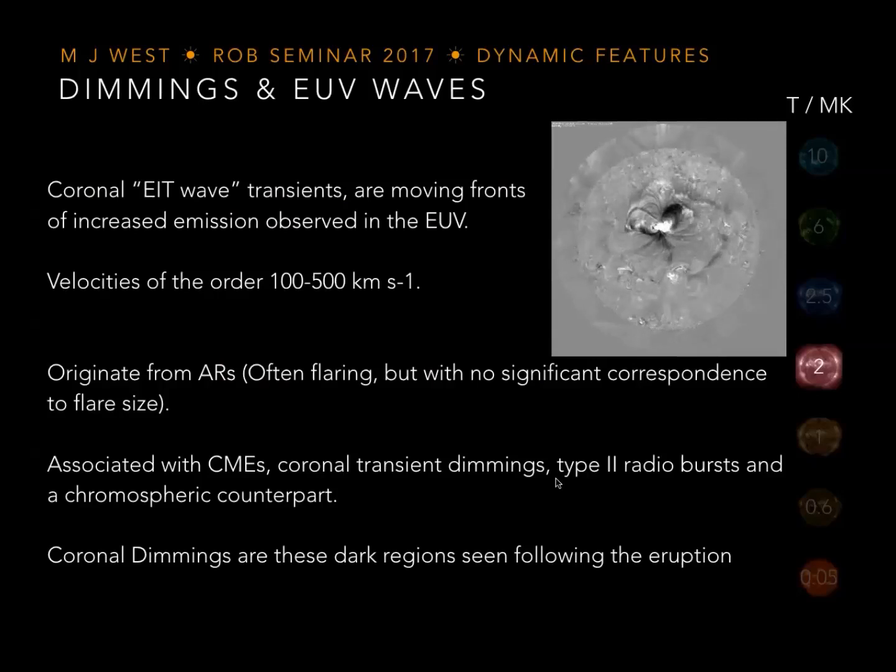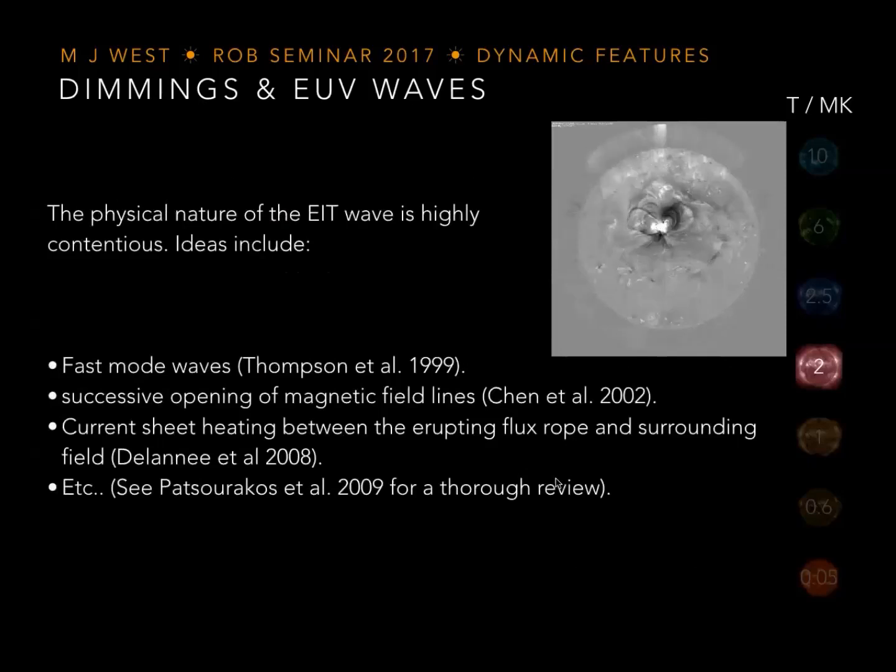Often when we do see the dimmings, these dark regions in the middle, we see an associated CME, which leads some people to think that some of the mass that we see in CMEs may be coming from these dimming regions, although this is a contentious area of research at the moment. What else can we say about these things? Again, the physical nature of the EIT waves, or EUV waves, sorry, I switched between the two. They were first observed in the EIT instrument, so sometimes they're called EIT waves, sometimes EUV waves.